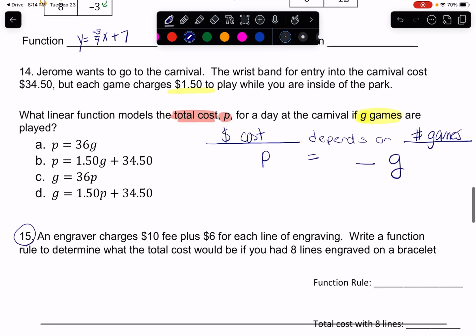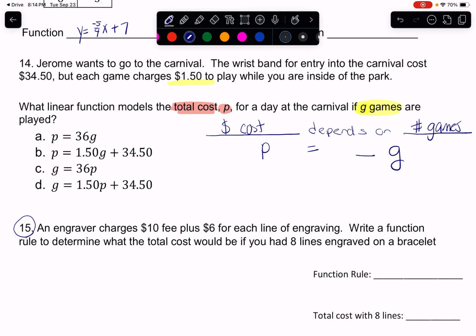Okay, so let's see. We can get rid of two equations because they're not P equals. This one says G equals, this one says G equals. The dependent variable's in the wrong place. So we can't have G equals, it has to be P equals because the cost is going to depend on the number of games.